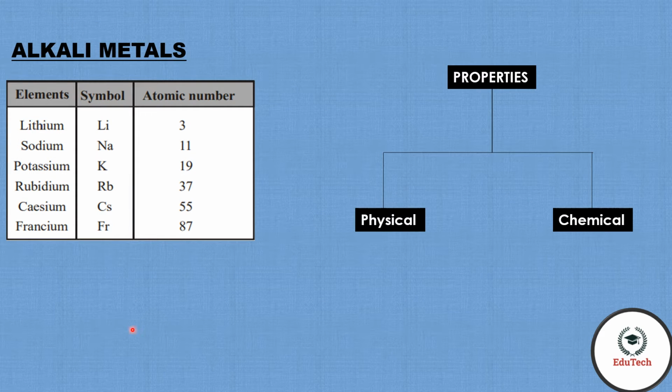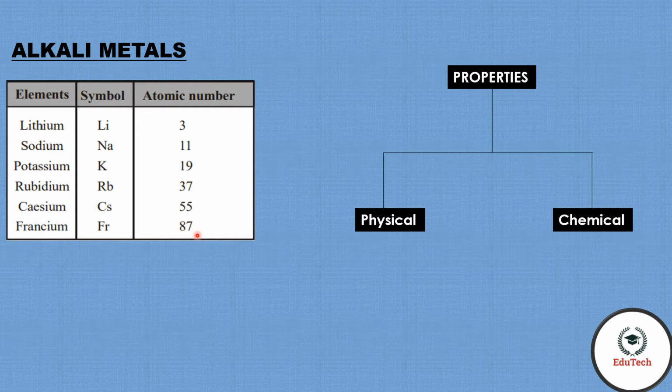Now we can see about the alkali metals. Alkali metals is nothing but group 1 metals. They are lithium, sodium, potassium, rubidium, cesium and francium. Their atomic numbers are 3, 11, 19, 37, 55 and 87 respectively.